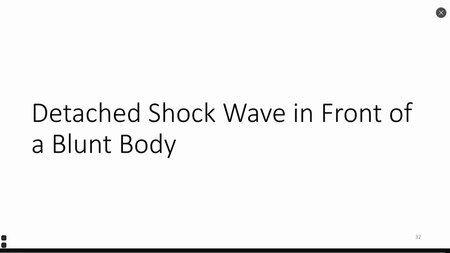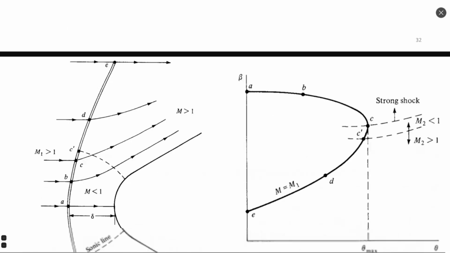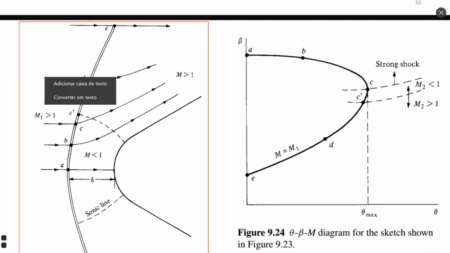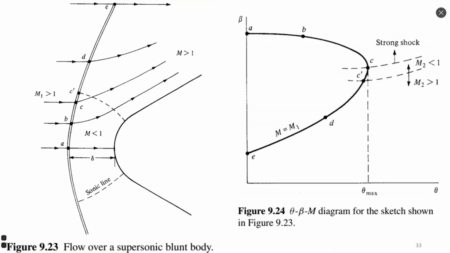Detached shockwave in front of a blunt body. Anderson also shows this relation here. He shows how to calculate some specific points by the theta-beta diagram. He shows the structure and explains different moments. Okay, the general point is the following: a blunt body shock wave, or so-called bow shock wave, cannot be calculated purely analytically.